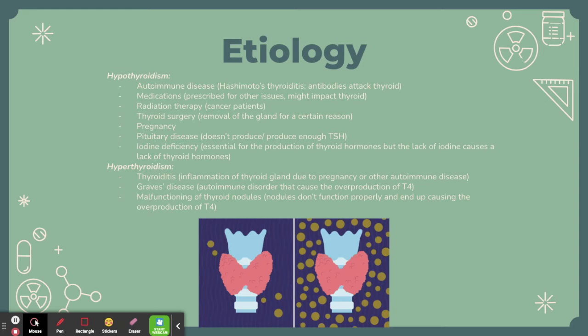On the other hand, for hyperthyroidism, thyroiditis, which is the inflammation of the thyroid gland, could cause an excess secretion of hormones. Graves' disease, which is an autoimmune disorder which causes the overproduction of T4, and malfunctioning of thyroid nodules could cause hyperthyroidism.